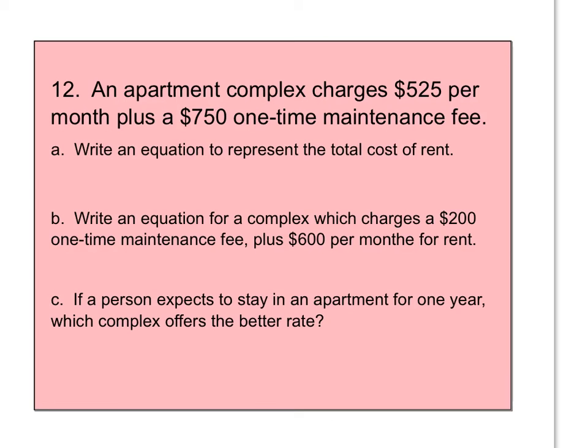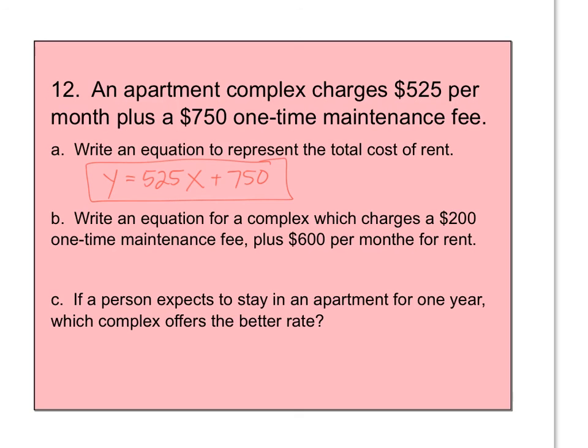Okay, so they're going to charge you $750 one time when you first rent the apartment, because in case there's damage, then they have that money to replace carpet or paint or something like that. And they're also going to charge you $525 per month as you live there. So think about it. It's going to be $525 times however many months you're there, plus $750 one time. That is the equation that would represent the situation. Notice it looks like a y equals mx plus b.